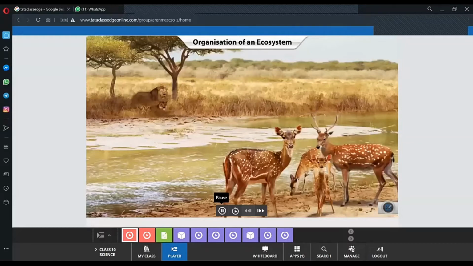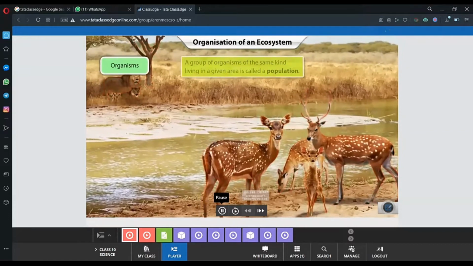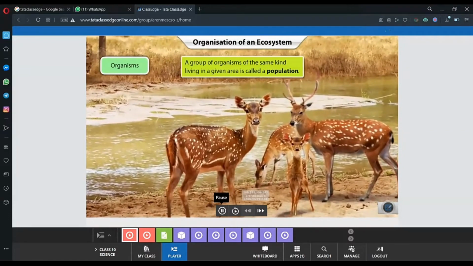This is a lake in a forest. It is an ecosystem by itself. Let's look at how this ecosystem is organized. Living beings are called organisms. A group of organisms of the same kind living in a given area is called a population.